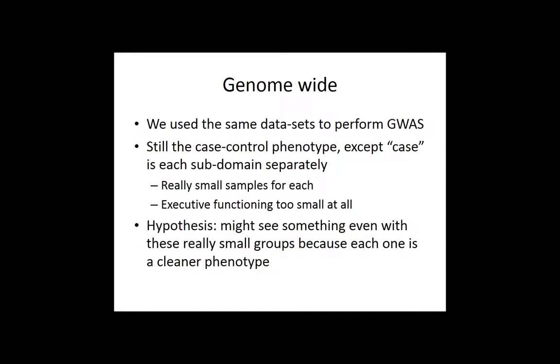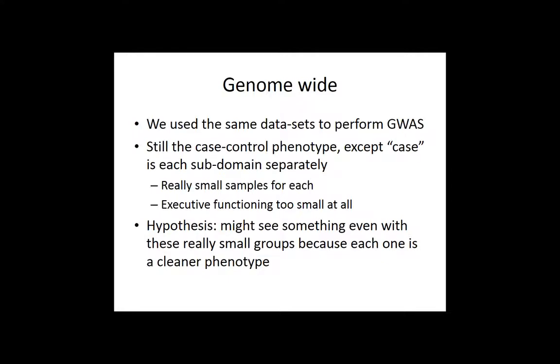So we use these same data sets. We, again, means Joey, use these same data sets to perform GWAS. And now the case is my membership in a subdomain. And we have really small samples. This was stupid to do, right? Too stupid. But I showed Joey the Shot paper on PCA, and I said, hey, they got a nice publication with 302 people. And that's pretty similar to our sample size. Let's see what we can do. And we might see something, even with these ridiculously small groups, because each one is a cleaner phenotype.